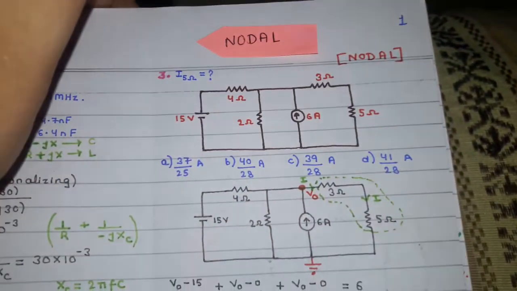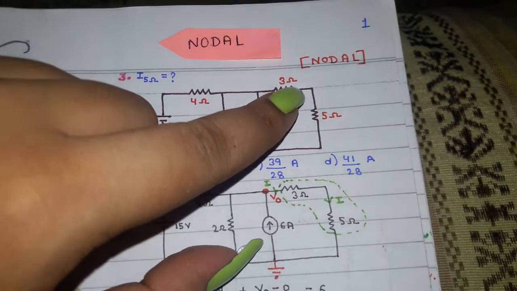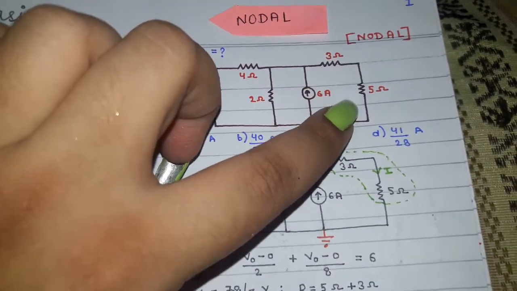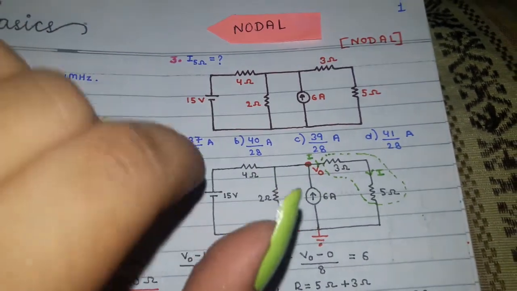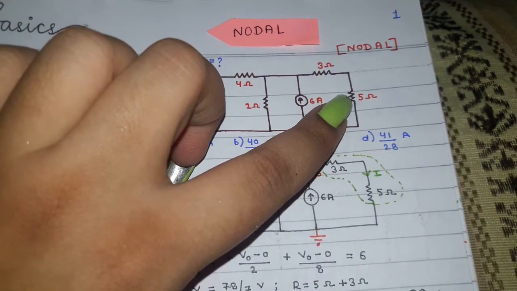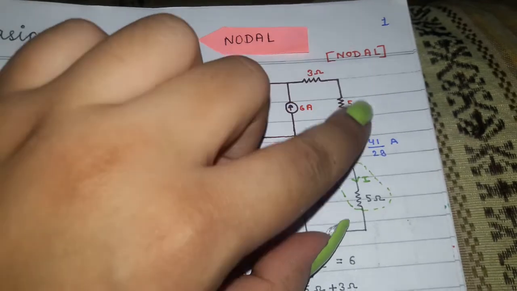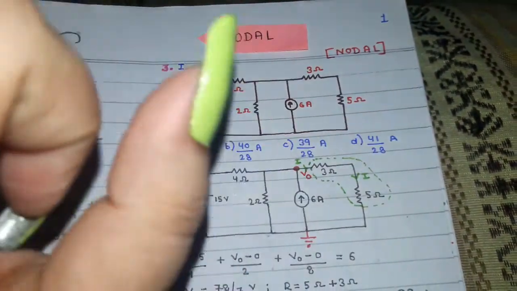Then we have another question based on nodal analysis. Here you have to find the current across this 5 ohm resistance. The funda over here is that this 5 ohm resistance is not drawing power alone. A combination of these two resistances is drawing power from the sources.